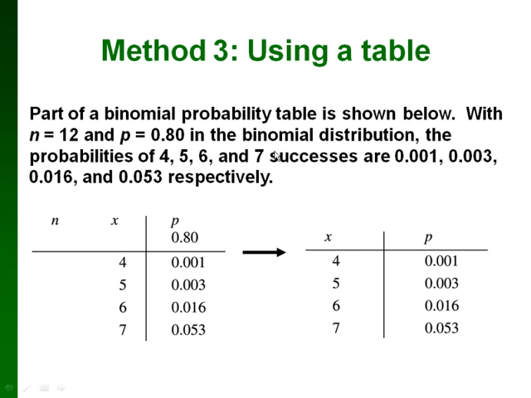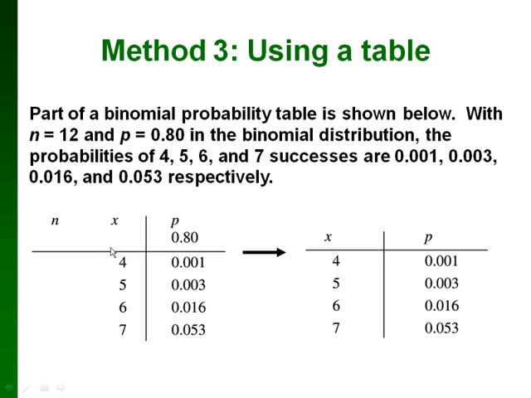Okay, method 3, if you don't have access to a TI calculator or to Excel or to StatCrunch, say if you get to take your exam over this unit and you don't have a TI calculator, you will have access to a binomial probability table. If you think you're going to have to use that on the test, then you should try using it for some of the homework problems.